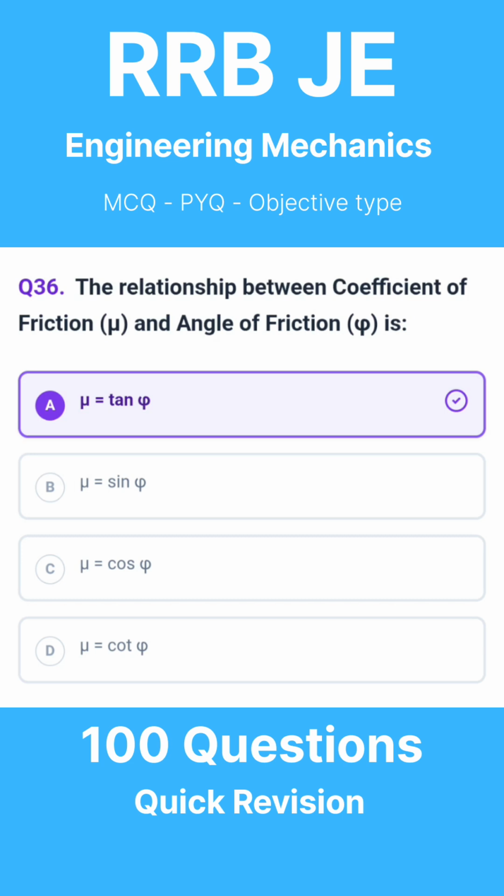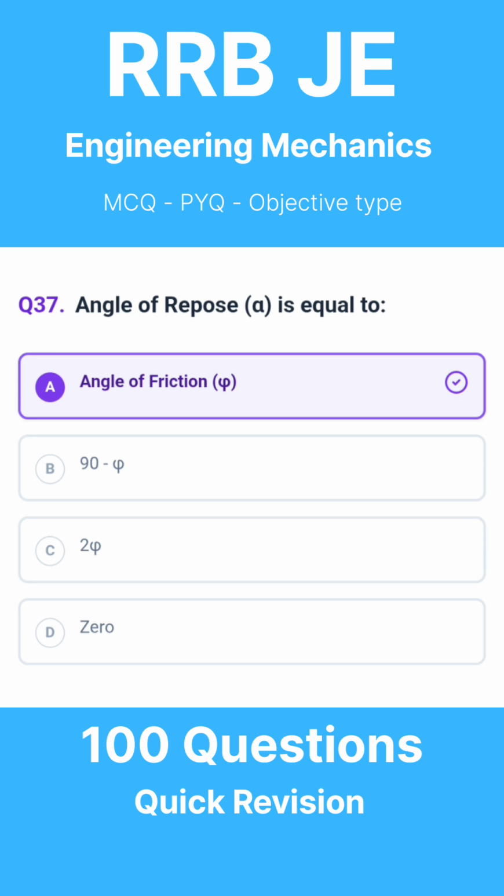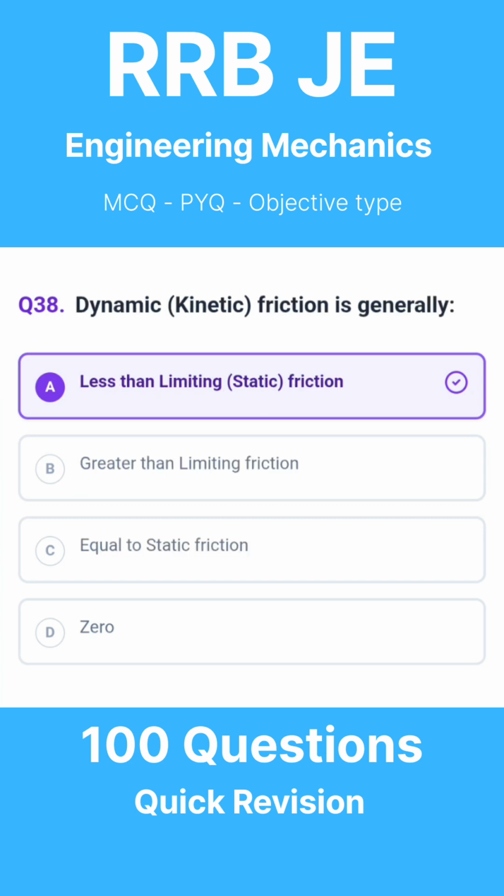Question 36. The relationship between coefficient of friction mu and angle of friction phi is. The correct answer is mu equals tan phi. Question 37. Angle of repose alpha is equal to. The correct answer is angle of friction phi. Question 38. Dynamic kinetic friction is generally. The correct answer is less than limiting static friction.